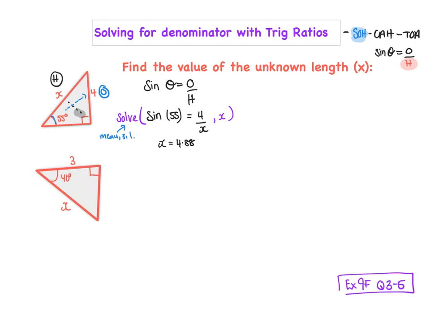Alright, so let's have a look at the second one. So let's first of all label our triangle. So always good to do the hypotenuse first, which is opposite the right angle. So that one's hypotenuse. And then because this side is right next to the angle, that's called the adjacent one. So if we think about which rule has A and H, that's the cos rule. So we're going to write out the cos rule. So cos theta equals A over H, and then you're going to substitute in. So it's cos 40 degrees equals 3 over x. And once again, we can use solve and comma x, and we'll get our answer of x equals 3.92.